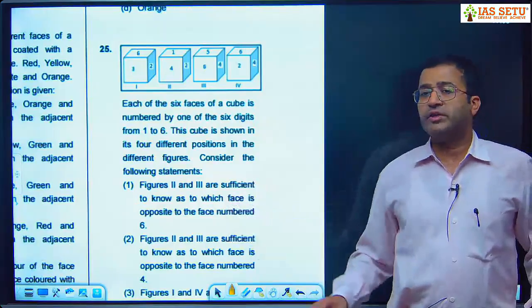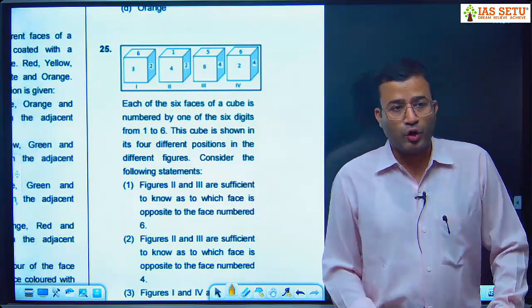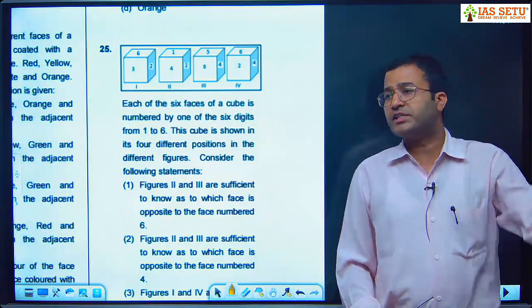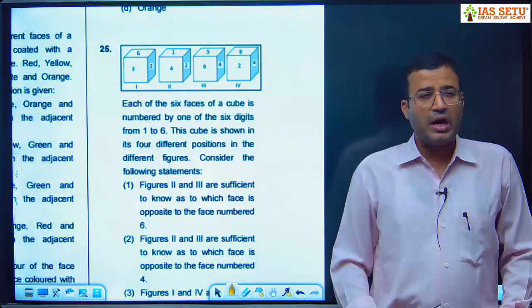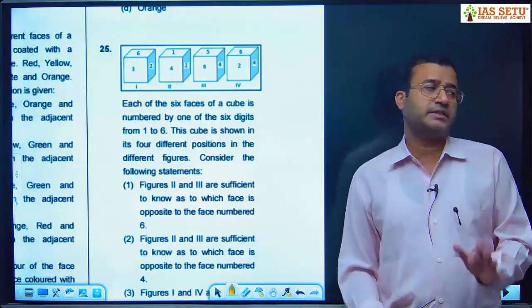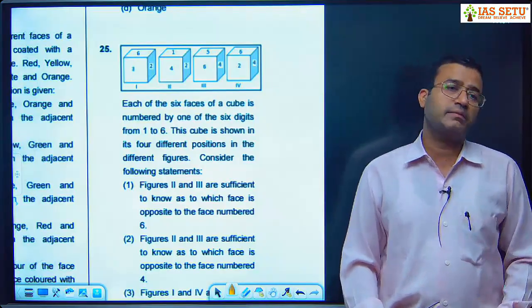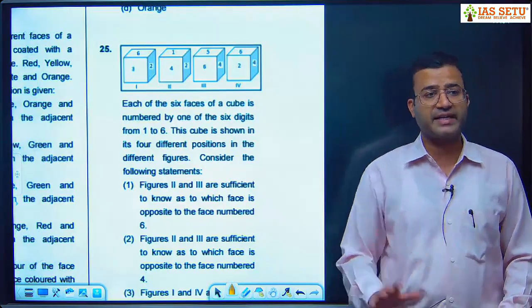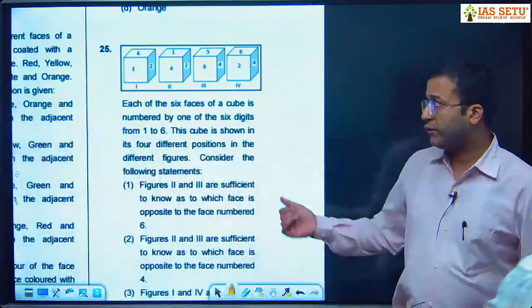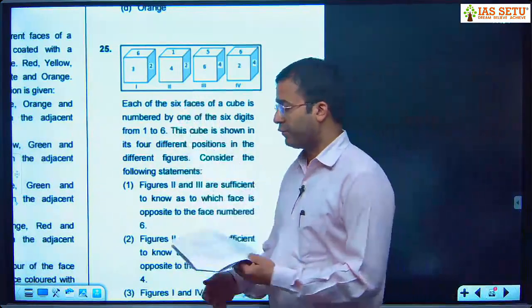This question number 25 is a UPSC previous year question, not of CSAT, it is from the GS paper. I think in '97, '98 they asked this question, but still it is relevant. And I tell you, the same question can be asked again, anytime, exactly the same. So we will handle this question number 25. They have given these four views.